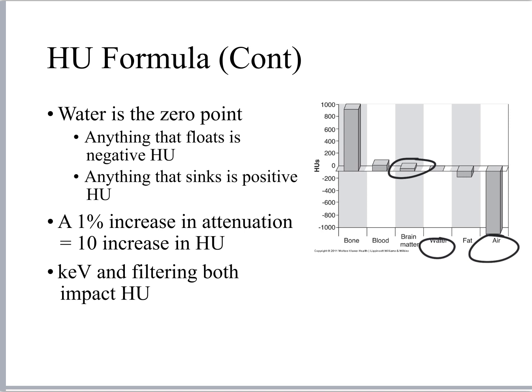Another thing that would be impactful is filtering of the X-ray beam, and it's the exact same process of increasing average beam energy. So something like a cupping artifact or a beam hardening artifact will throw off your Hounsfield units. We see this all the time at the base of the brain, where all the hard bones at the level of the temporal bones cause this cupping artifact or beam hardening artifact, and it throws off the Hounsfield units for the brainstem.